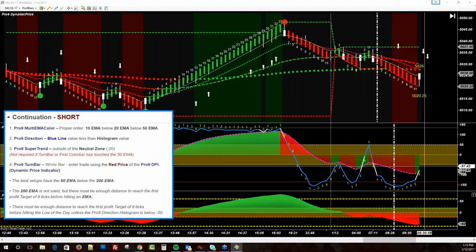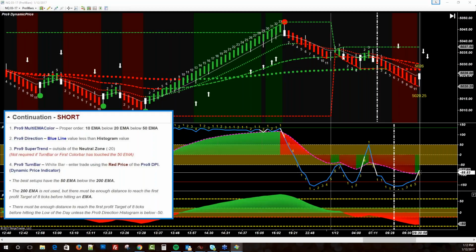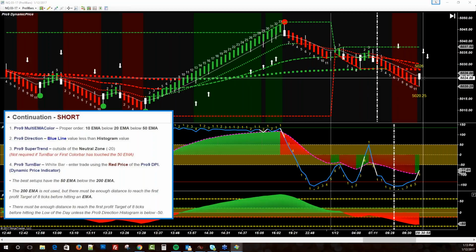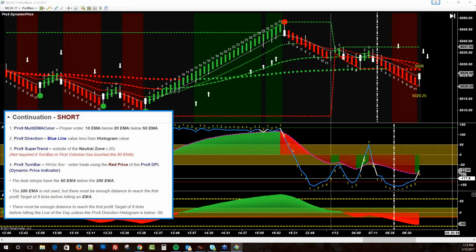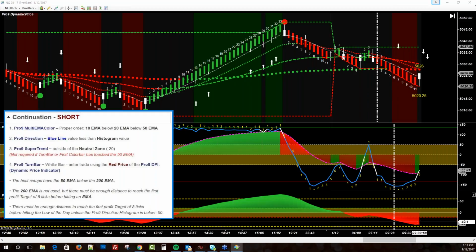My blue line is not on the correct side of the histogram, but it is very close. I'm very happy with it being in here. It looks like it's just going to cut across, and then it's going to jump right back out if this next bar is a turn bar, which is what we want it to be because that'll qualify our continuation. And our single T is pretty far outside of its neutral zone. So we have basically 2 out of 4 rules qualified at this point.